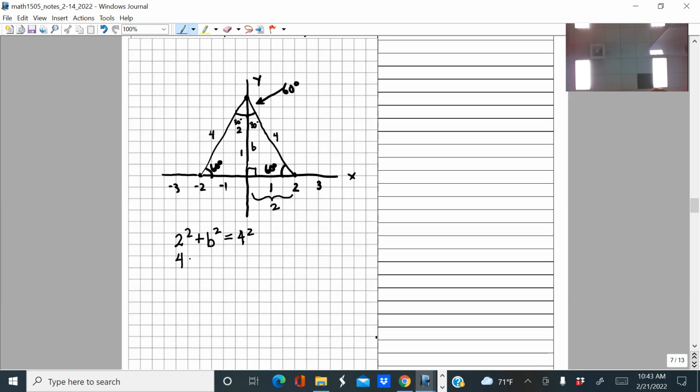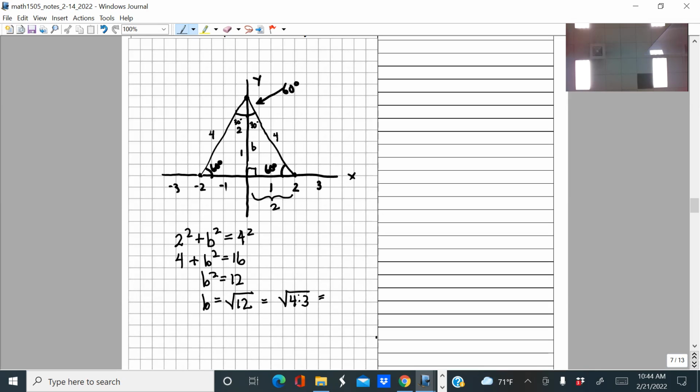Well, so we have 4 plus b squared equals 16. So it looks like b squared is equal to 12, which means that b is the square root of 12. And you can write 12 as 4 times 3. You can also write it as 2 times 6, right? But it's convenient to write it as 4 times 3 because 4 is a perfect square.